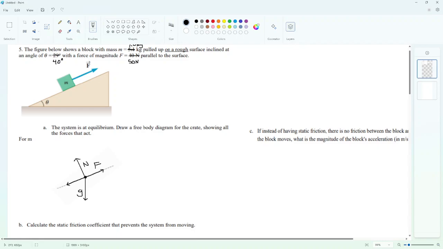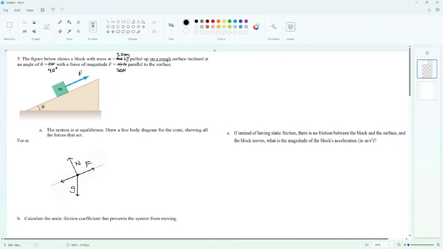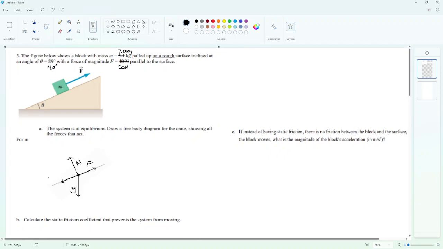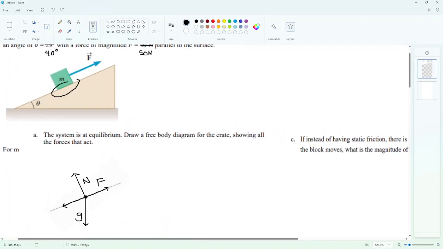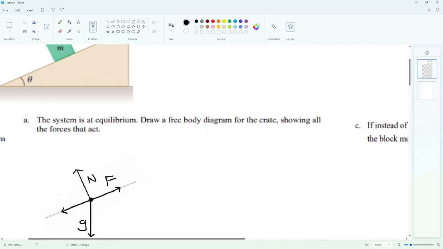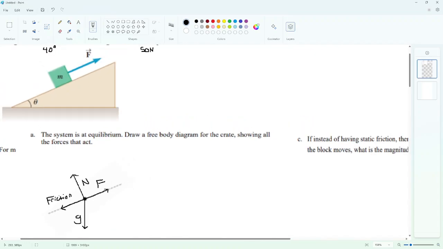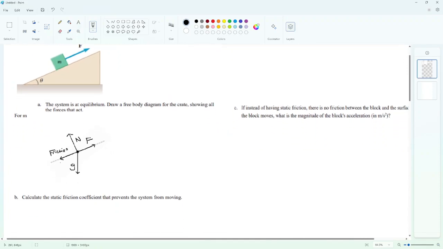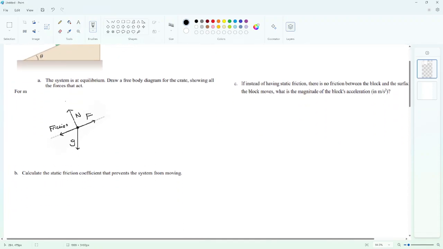We have friction. How do we know we have friction? It's because they say right here "on a rough surface." Whenever they say that, they probably want you to use friction. Imagine the feel of the ramp, perhaps if that helps you remember that there's friction. They just want to tell you there's friction. And that is basically all the forces.